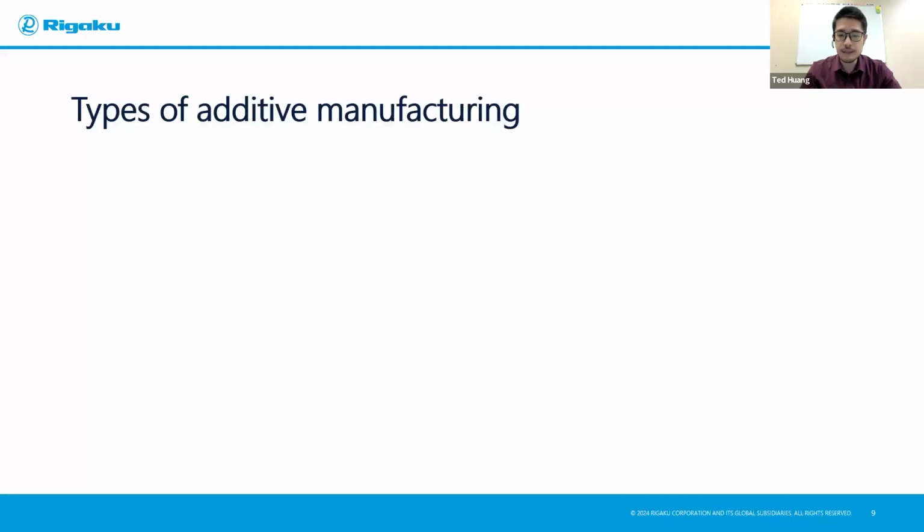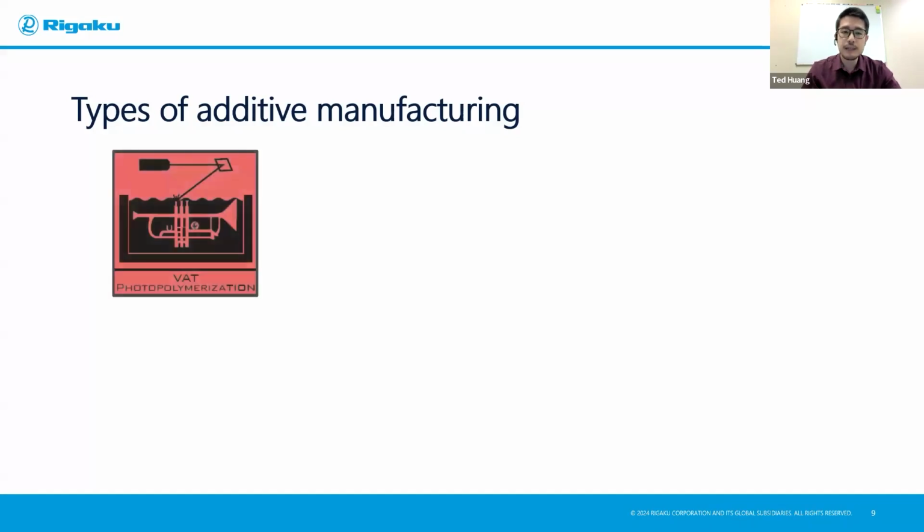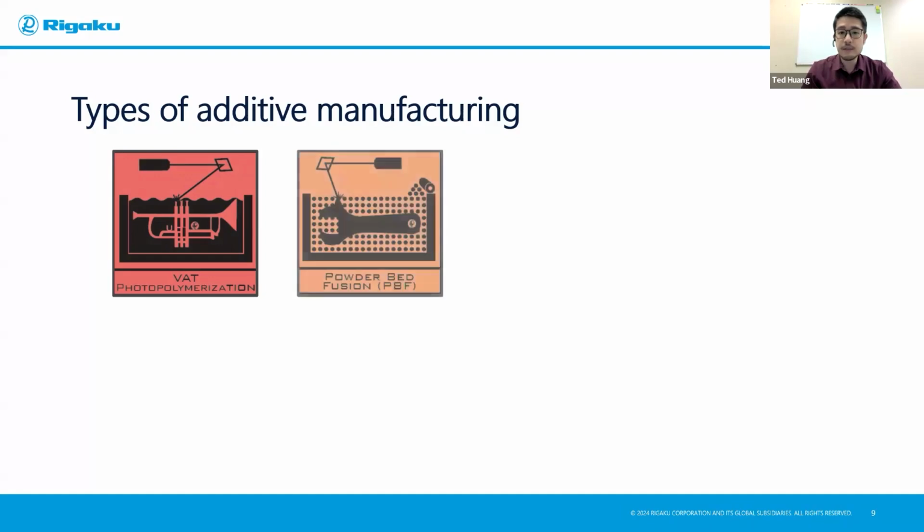According to the ASTM standard, there are seven major types. The first one is vat polymerization. You have a vat of liquid that you then photopolymerize using UV light or some other light source. So we can produce polymer additive manufactured products in this way. The second very common one is powder bed fusion, PBF. You have a bed of metallic powder and then you fuse it layer by layer using a heat source, either a laser or in some cases electron beams.